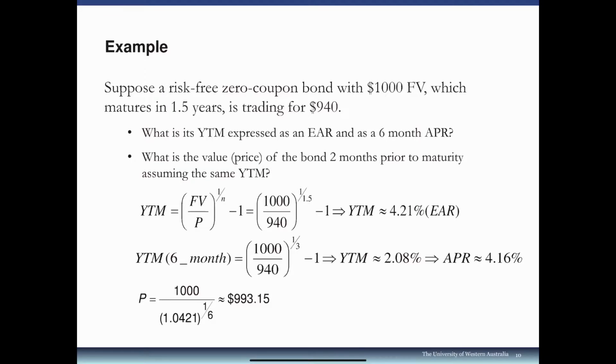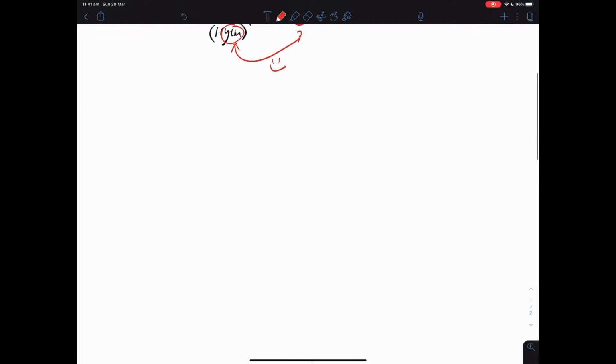So how do we find the yield to maturity? Here, the yield to maturity equals (face value divided by P) to the power of 1 over n, minus 1. And if you're not sure about that, let's just write it together. Draw the timeline: 0, 1 year, 1.5 years. You will get $1,000 in 1.5 years' time, and it's currently trading at 940, which means you have to pay 940. So how do we make this equation 0?